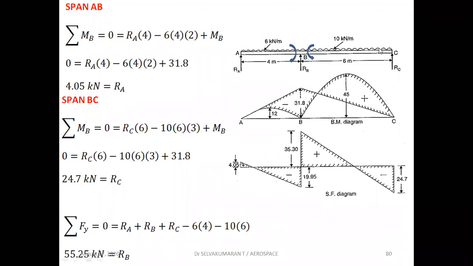And come to the span BC. Now I'm going to write down the moment equation with respect to B, by considering all the forces and couples to the right side of the support B.